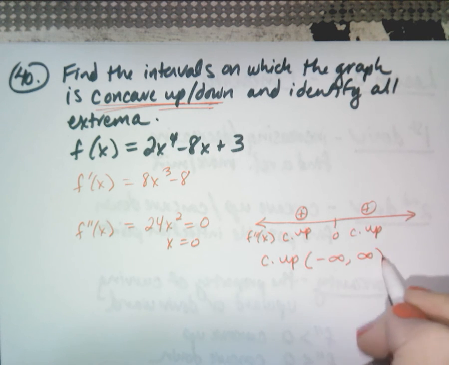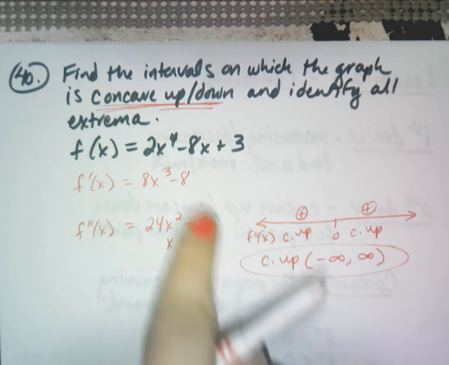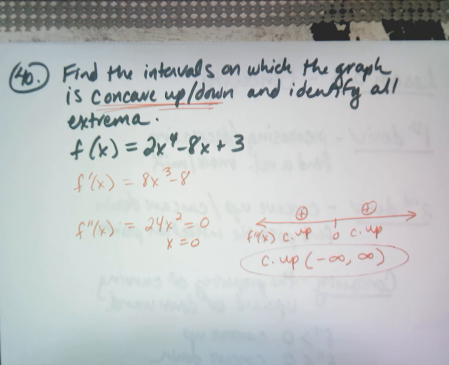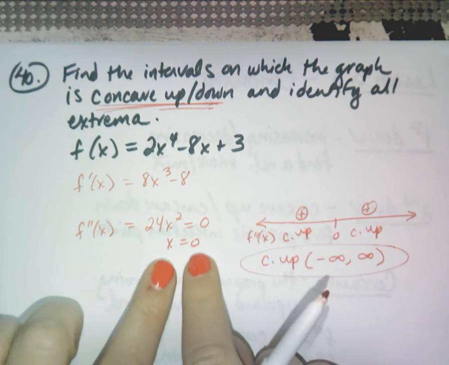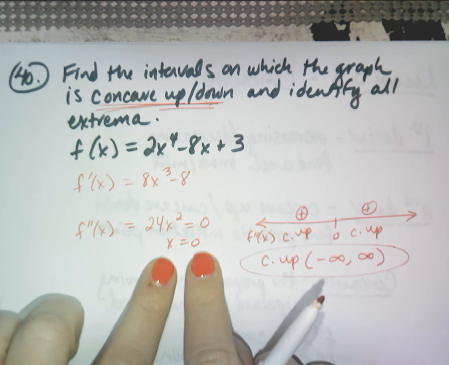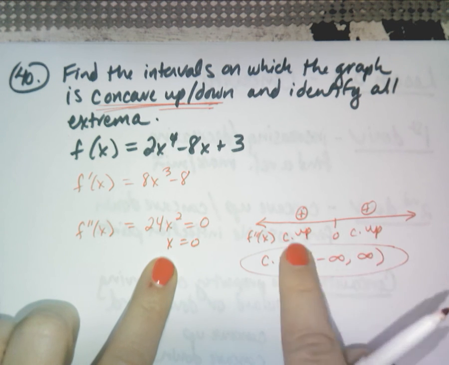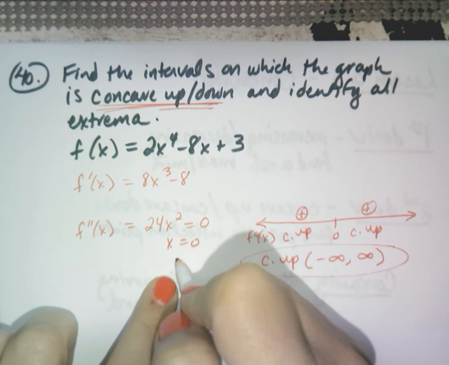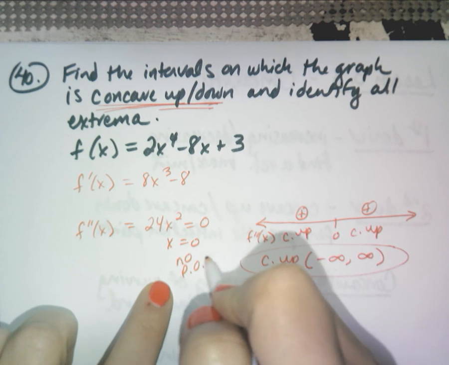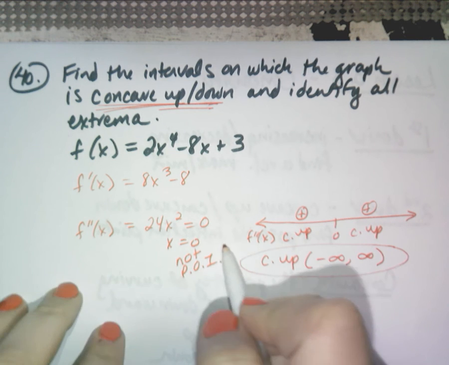The second derivative is a parabola, yes, but the original function is concaving up the entire time. Now, here's my question. Is this a point of inflection? No. It didn't change from up to down or down to up. So this is not a POI.